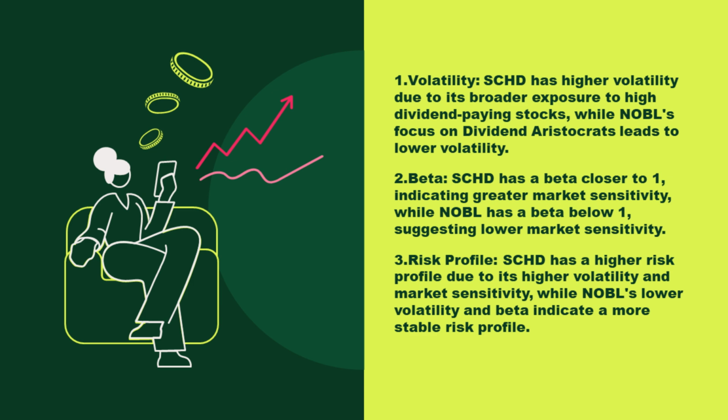In summary, SCHD generally exhibits higher volatility and a beta closer to or slightly above 1, indicating greater sensitivity to market movements and potentially higher risk. NOBL, with its focus on stable, long-term dividend payers, tends to have lower volatility and a beta below 1, reflecting a more stable risk profile and lower sensitivity to market fluctuations. This makes NOBL potentially less risky in terms of price volatility and market sensitivity, but it may also offer lower potential for rapid gains compared to SCHD.